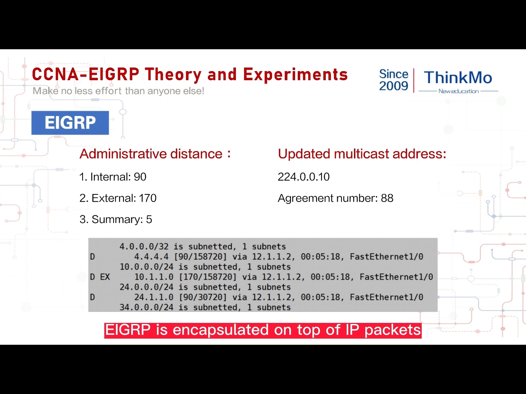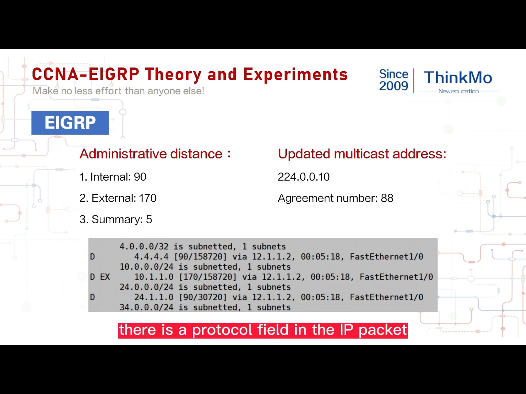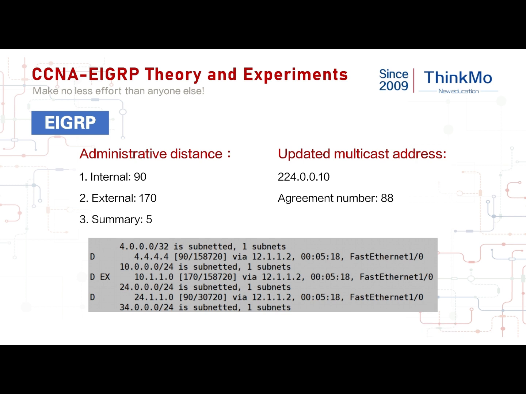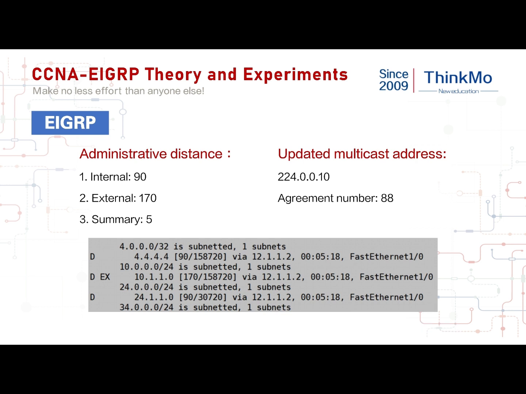EIGRP is encapsulated on top of IP packets. There is a protocol field in the IP packet. If it is 88, it indicates that the upper layer uses the EIGRP protocol. If it is 89, it indicates that the upper layer uses the OSPF protocol. You just need to know this. I won't ask you to remember it.